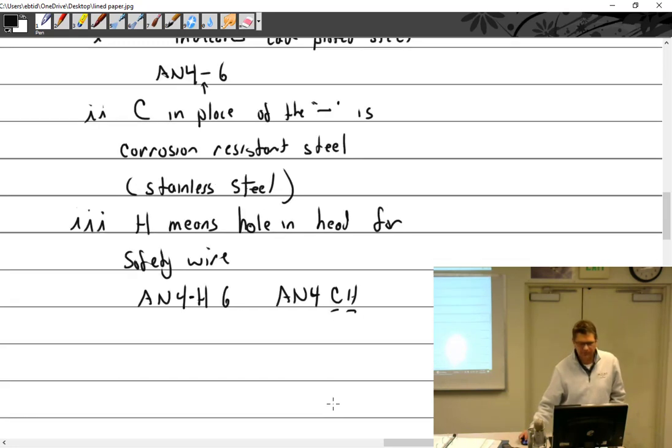Do you have one that has all three, the dash, the C? No, you never would have that because you can't have a dash and a C. You can't have corrosion resistant and plain steel and CAD, you don't plate the stainless. So that's the word.